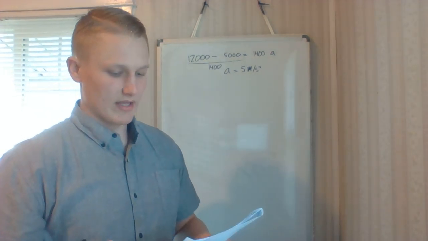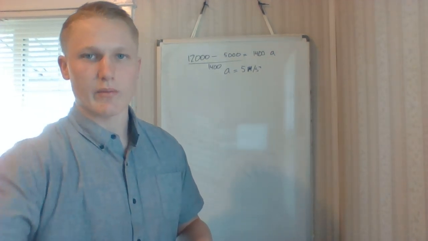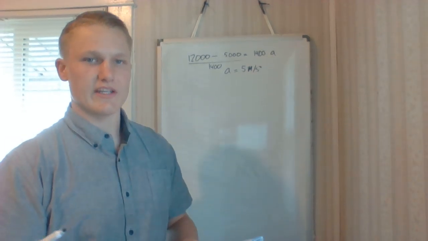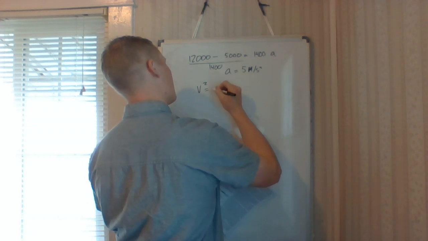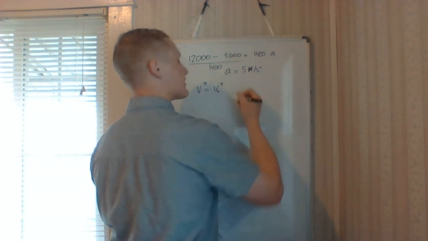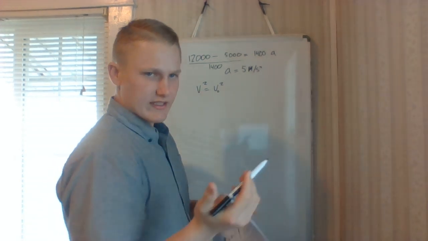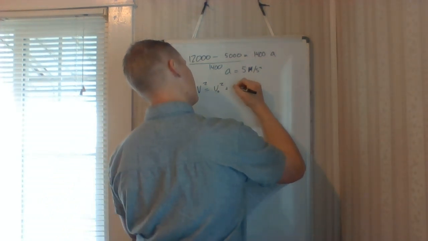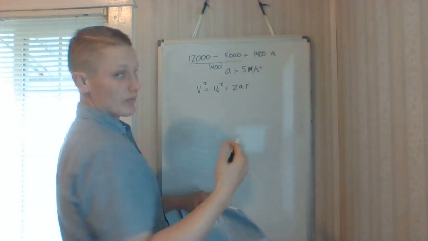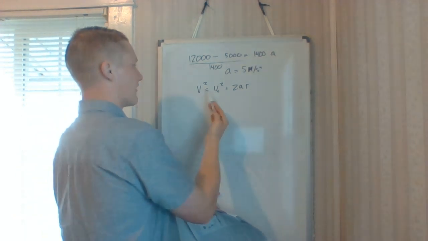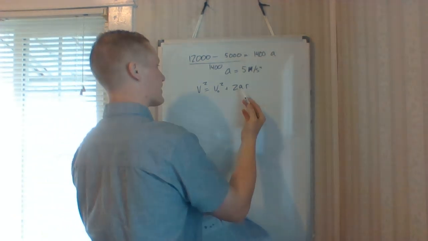Now we can use that to find how much runway we need. The equation we can use is velocity squared equals initial velocity squared plus 2aΔx, because we can plug in all our numbers. So we have our acceleration.